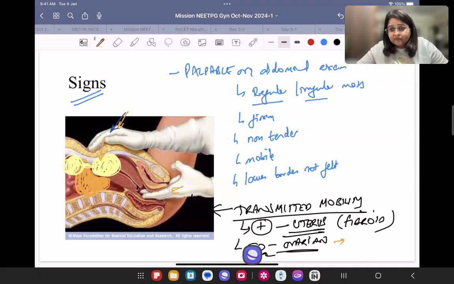Okay. So the exception to the rule where an ovarian mass can have transmitted mobility is a malignant ovarian lesion stuck to the uterus. So any lesion stuck to the uterus will have transmitted mobility. So the exception to the rule for the uterine mass is a large pedunculated fibroid. An exception to the rule for the ovarian mass is a malignant lesion stuck or adherent to the uterus.